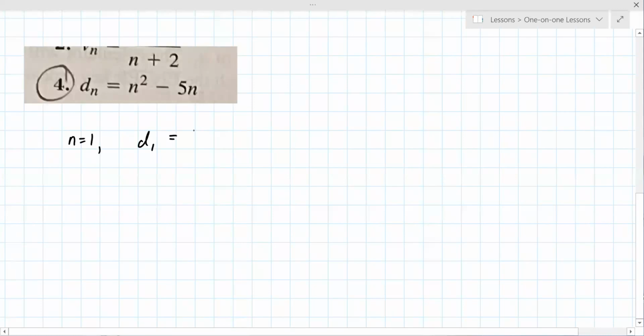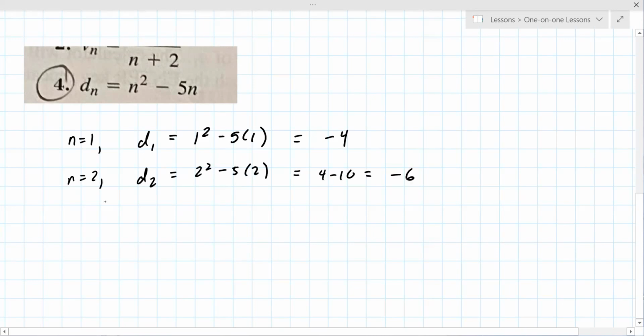But so d sub 1 is the first term. That's 1 squared minus 5 times 1. Okay, so this one illustrates that it could be negative. 1 minus 5 is negative 4. N equals 2. D sub 2 is 2 squared minus 5 times 2. So that's 4 minus 10, which is negative 6. N equals 3. D sub 3, 3 squared minus 5 times 3. That's 9 minus 15. That is also negative 6.